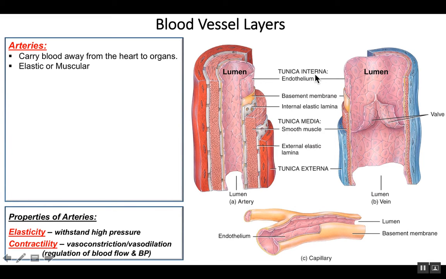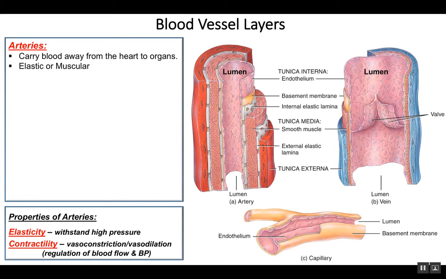The inner tunic, the tunica interna, is very similar in all 3 blood vessels. There's an endothelium, which lines the inside of the blood vessel. It is made up of a simple squamous epithelium, so single layer flat cells, and it's held in place with a basement membrane. That is true for all blood vessels. All blood vessels have an endothelium and a basement membrane. In fact, if you look at a capillary, that's all a capillary has. The artery then will have a layer of elastic connective tissue in its tunica interna, whereas the other blood vessels do not.